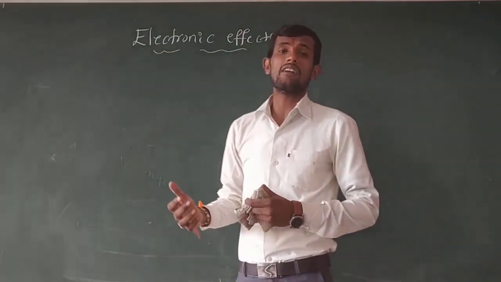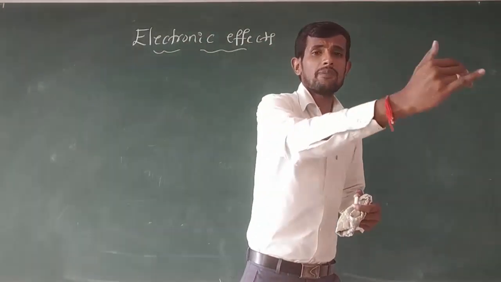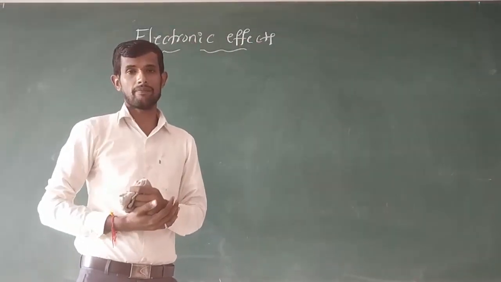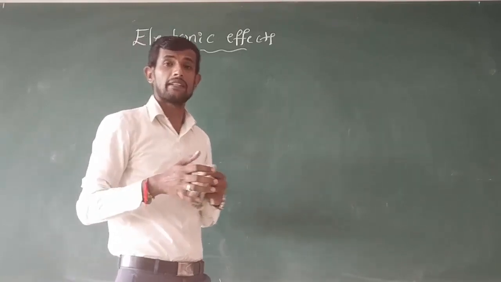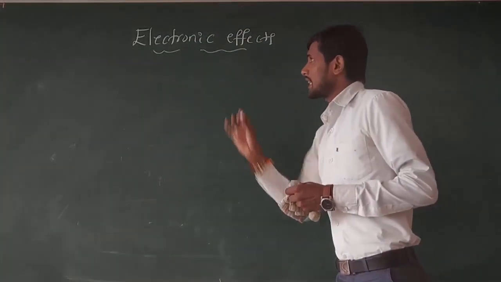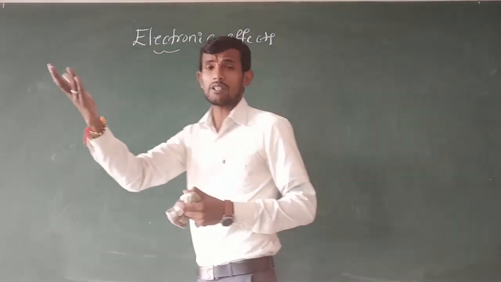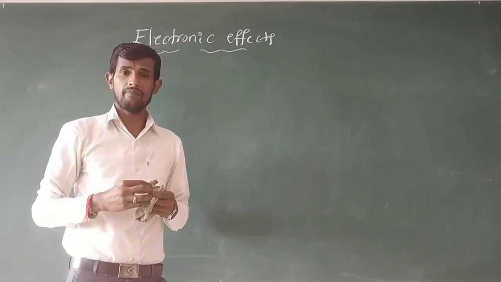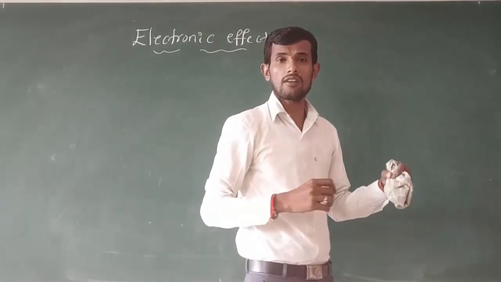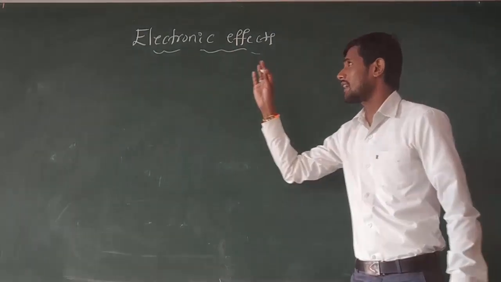different electronegativity of a combining atom, the displacement of electrons takes place either partially or completely. That is known by different types of effects. Those effects are called electronic effects. Remember students, due to the different electronegativity of a combining atom, the displacement of electrons takes place either completely or partially, and is known by different types of effects, called electronic effects.